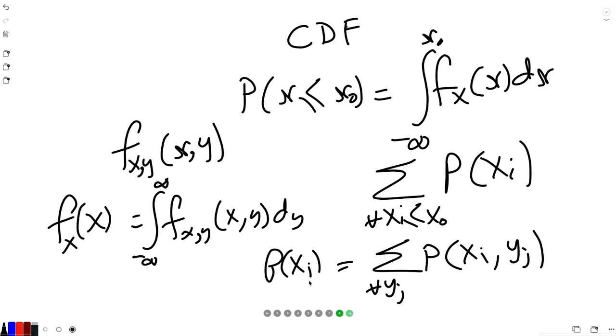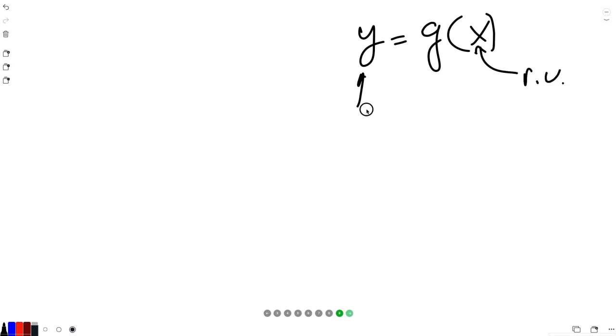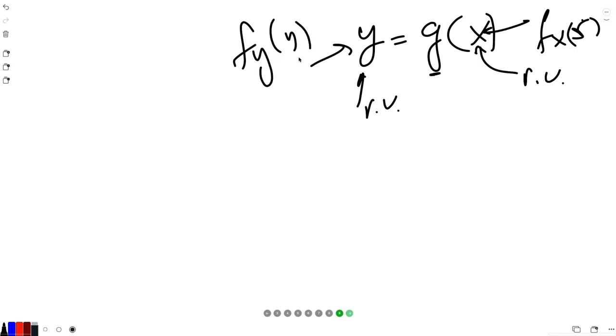So if we have a joint probability between more than one random variable, we can see the uncertainty in one random variable by averaging over all the other random variables. Also, if we have a mathematical relation, for example y equal to some function of x, and x is a random variable, then of course y will also be a random variable. If we know the distribution of x, what will be the distribution of y? This is also easy to find.